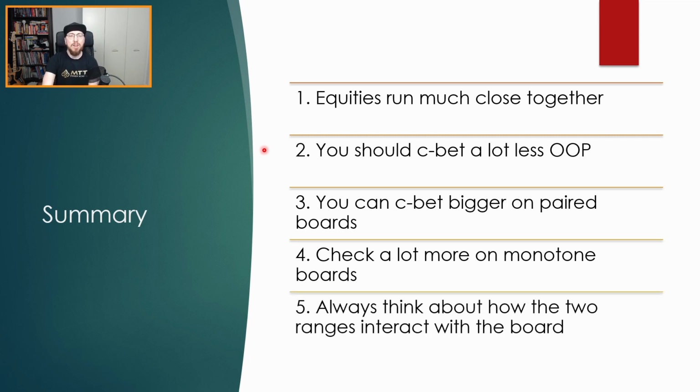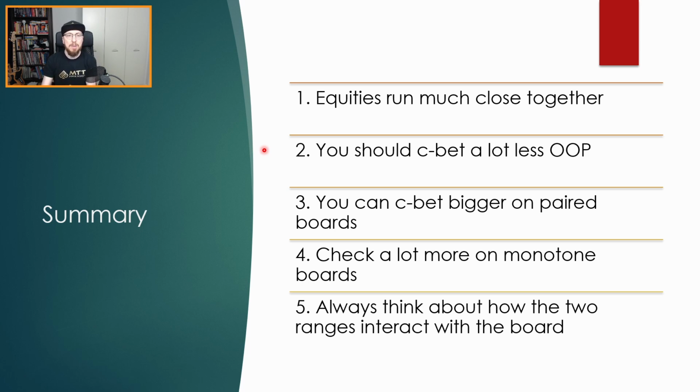And then final point, always think about how the two ranges interact with the board. It's really, really important that you don't just look at the advice here and then always bet big on paired boards, or just check your whole range on a monotone board. You're always thinking about how the two ranges are interacting.